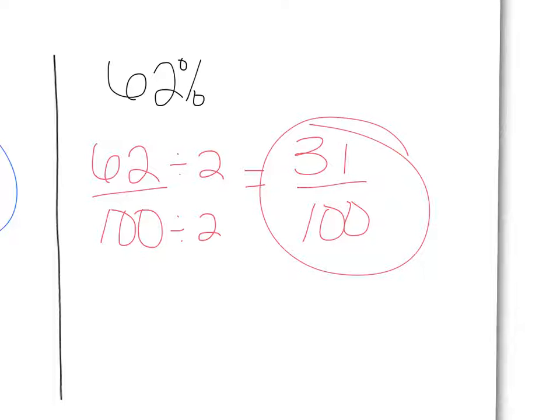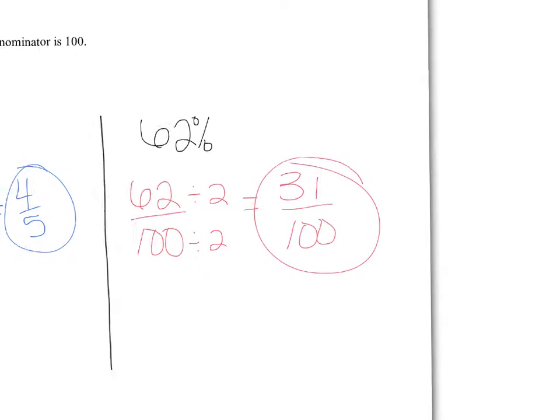So 80% as a fraction is 4/5. Okay, so I want you guys to do this one, 62%. So pause the video, write that number over 100 and simplify. Okay, you should have got 31 over 100.